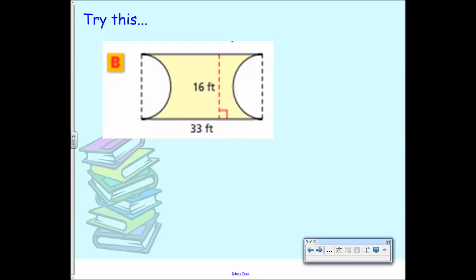How would you do this one? Just tell me what your shapes would be. We're not going to actually do it. Tell me what your shapes would be. Your shapes are a circle and a rectangle. It's going to be rectangle minus a circle. And they're half circles, but if you put them together, they make a whole circle. So you don't have to do minus 2 half circles. Just do minus the whole circle.